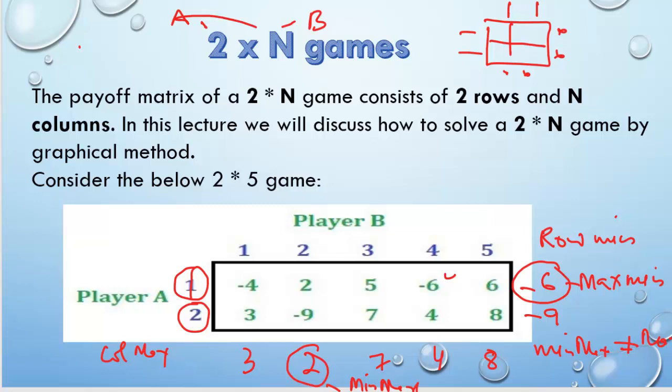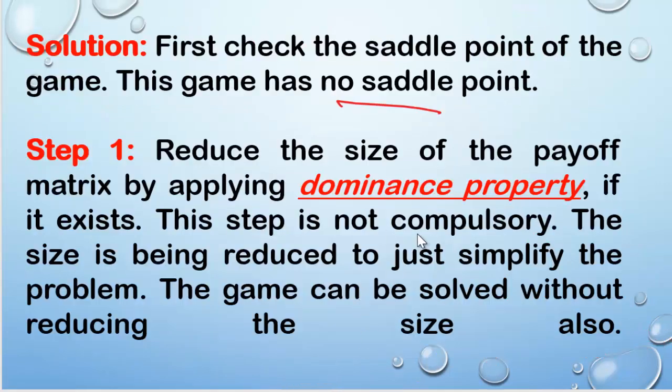That means we need to solve it, either with the dominance property we have seen, or some other mechanism, or here for the 2 into n games we have a graphical method to solve it. So we will solve it by the graphical method, right? Before we step our foot on the graphical method, we can reduce the size of this payoff matrix by applying the dominance property, or it's not required also. If you don't want to go for the dominance property and reduce the size of the matrix, it's okay, we can directly go for the graphical method.